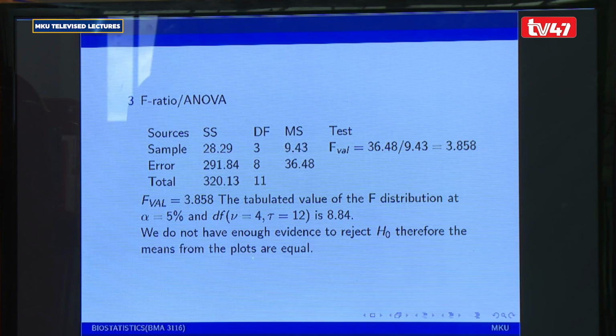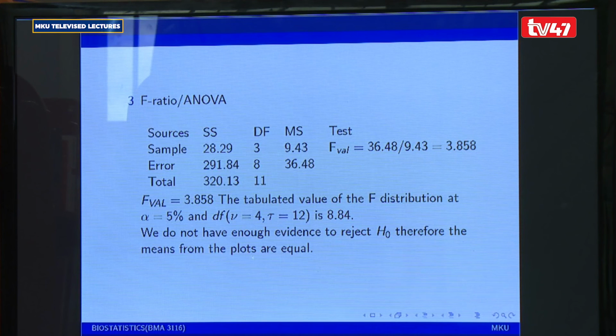Then we need to get the corresponding value from the student's T distribution. No, sorry, the student's F distribution. And the student's F distribution has 2 types of degrees of freedom. So the first one is from the sample, and the other one is from the total number of observations. So if you go to the student's F at an alpha of 5% divided by 2, of course, due to symmetry, and you consider these 2 degrees of freedom, the student's F distribution table is available online, then you'll get a corresponding value of 8.84.